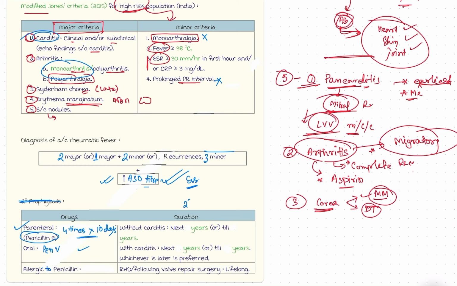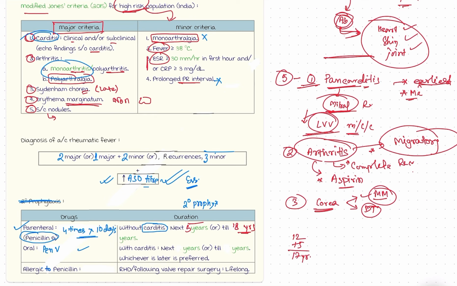Now, this is a very important condition, so the secondary prophylaxis is of great importance. If the patient is without carditis, we have to give the prophylaxis with penicillin G or penicillin V for 5 years. Please remember, 5 years or till 18 years of age, whichever is longer. Like if the baby is 12 years old, then 12 plus 5 is 17 years.